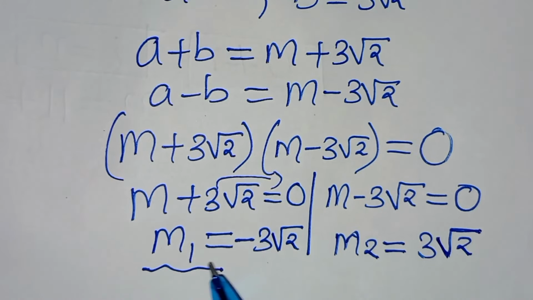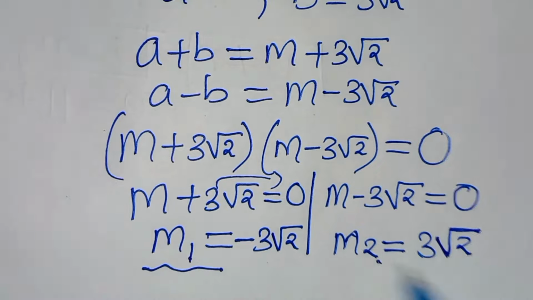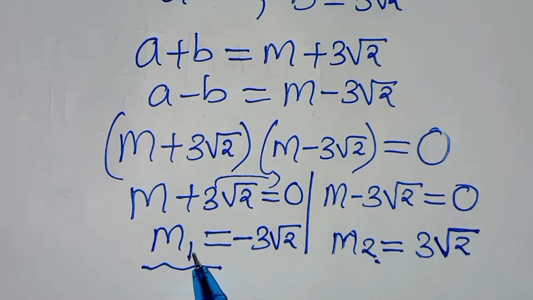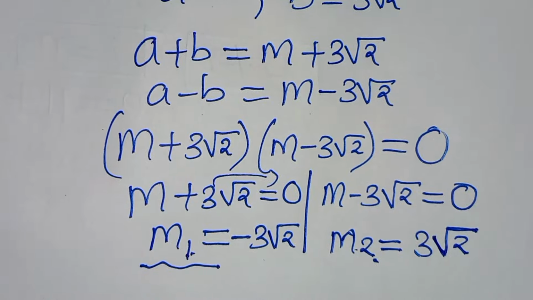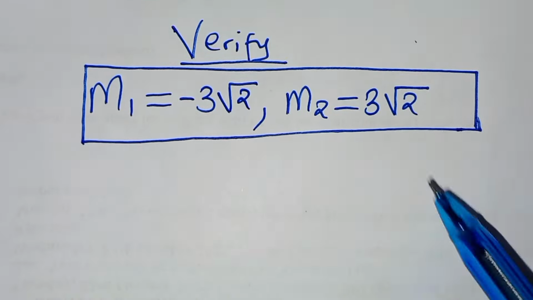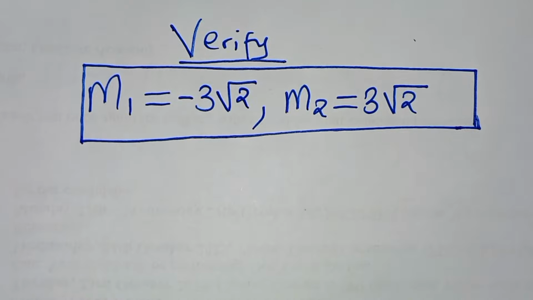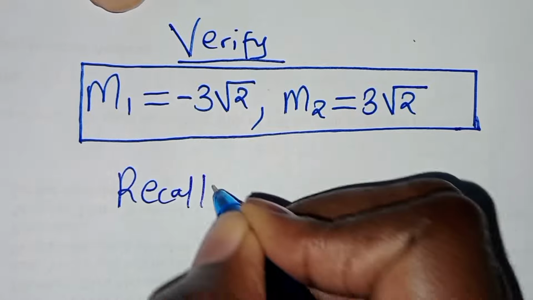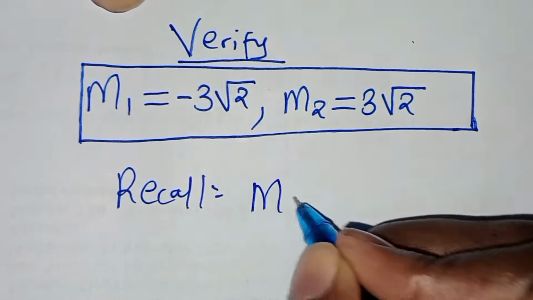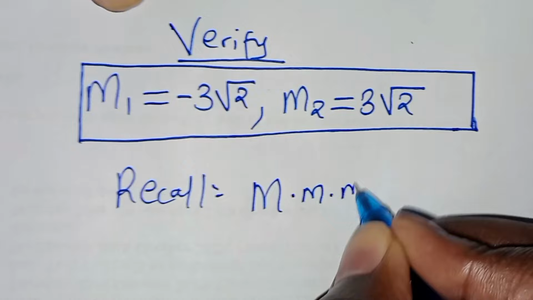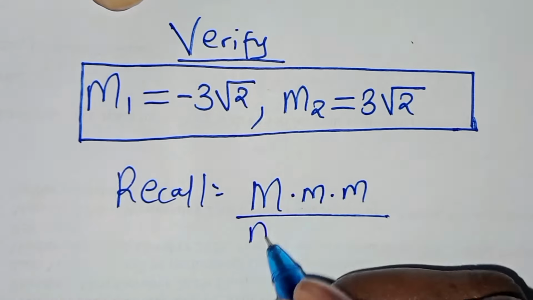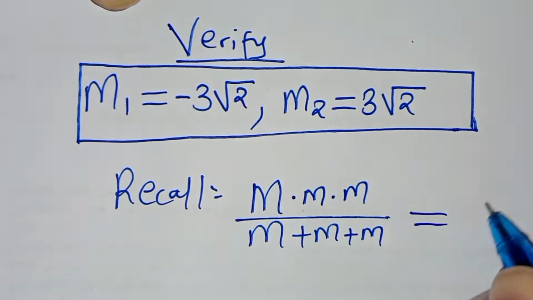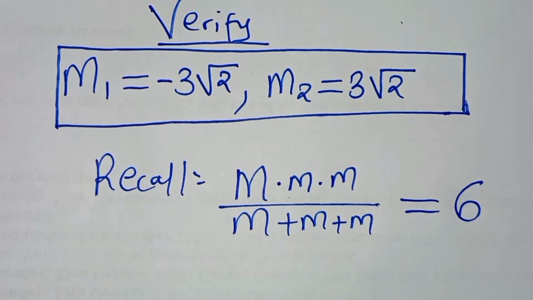So we have two values of m. We have m1 and m2. The next step here is to verify that these two values of m satisfy the equation. Now let's verify that m1 and m2 satisfy the equation. If you recall, we entered m times m times m divided by m plus m plus m. This is supposed to give us a value of 6.